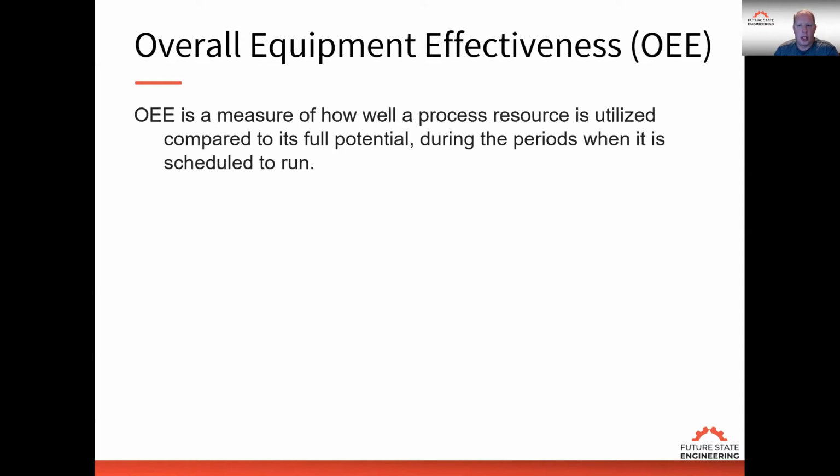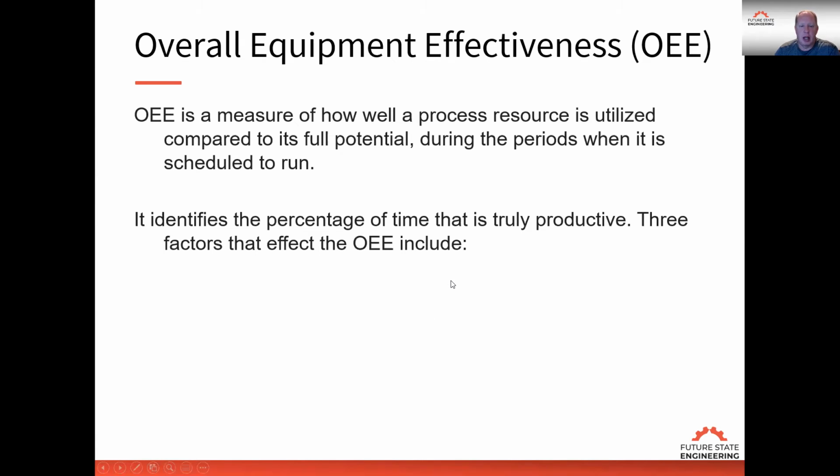Of course, the OEE, overall equipment effectiveness, measures how well the process is utilized compared to its full potential. And the key here is when it's scheduled to run. If it's not scheduled to run, we don't want to take that total 24/7 measurement. We want to look at when that process is scheduled to run and how effective it is when it's scheduled to run. There are three elements that we want to look at for improving effectiveness.